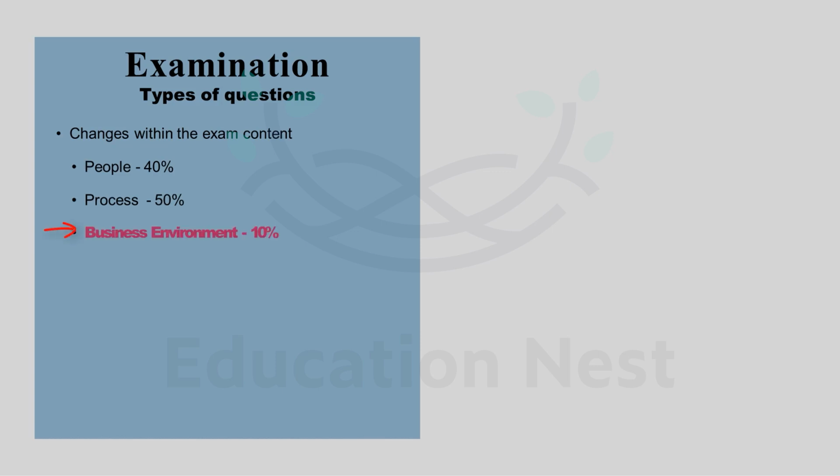The last domain, business environment, has the least number of tasks in it. As you see, it's only 10%, so we may expect roughly 14 to 15 questions from this domain in the complete exam. The process domain is the biggest of all. Around 90 plus questions might come in this section.